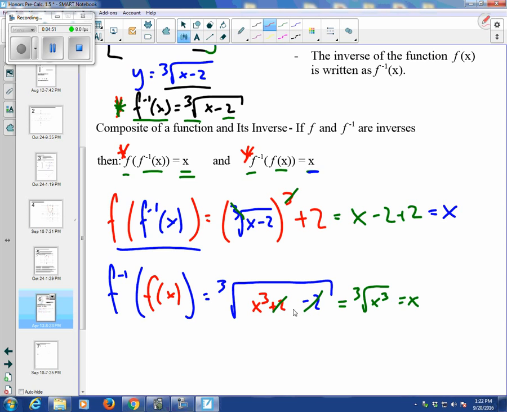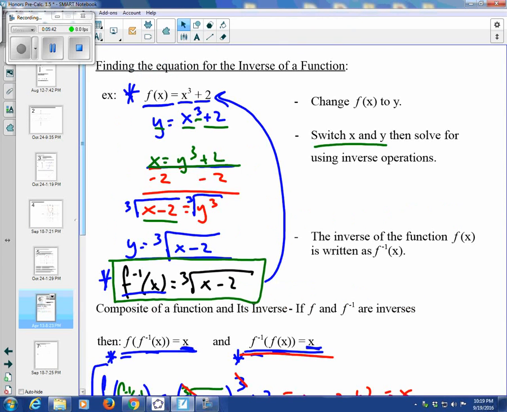and the cube root will cancel, and we are going to get just x. Right? So it works in both directions. We've proven our inverse relation. Okay, so what we're going to do next is something a little bit different.